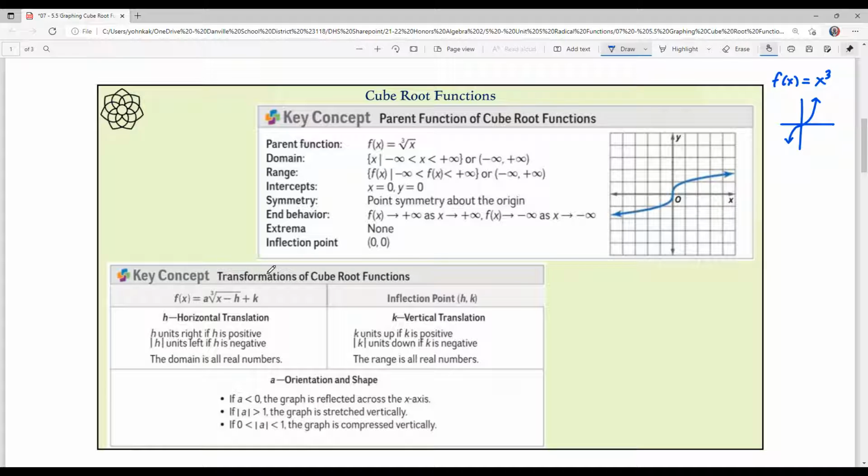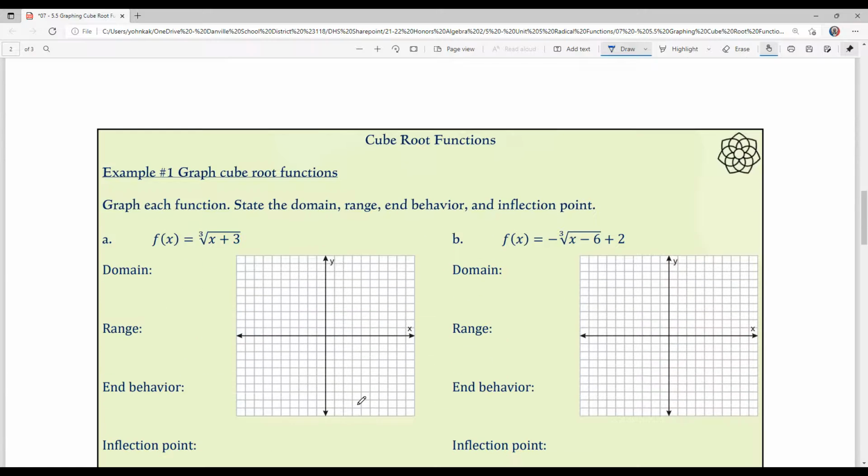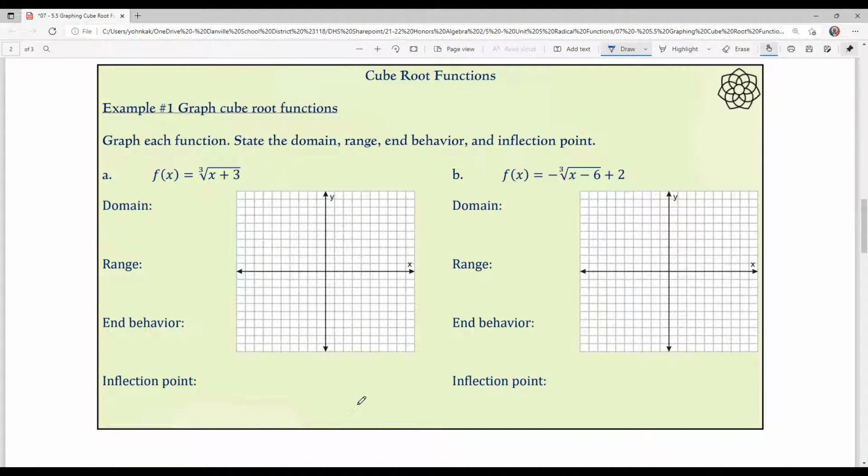We still have transformations of cube root functions. We can still translate things right and left; that's connected with the minus h. We can still translate things up and down; that's still connected with this k value. Notice the h and k are also the inflection point. And we can still reflect it over the x-axis, and we can still stretch and compress vertically. So all of the key characteristics from the square root function and from other functions also apply to cube root functions.